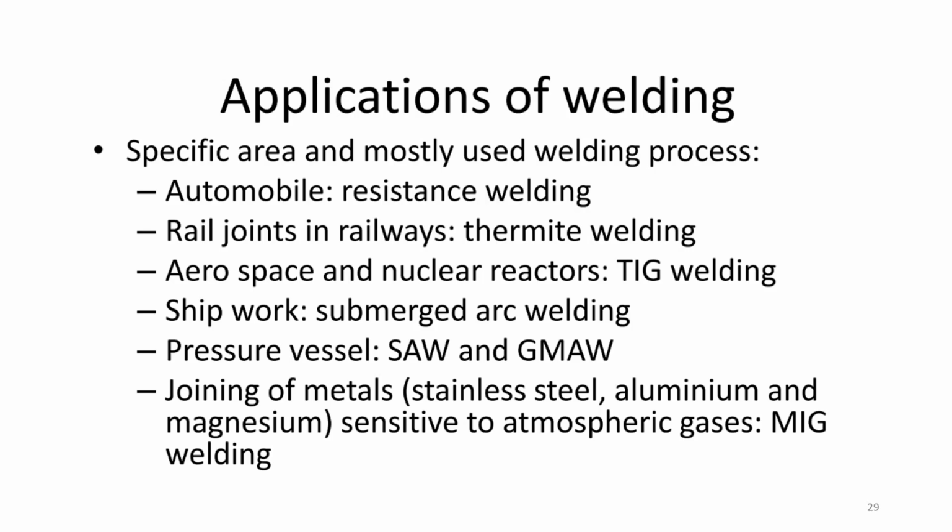So a pressure vessel can hold vacuum as well, vacuum or gases at high pressure. So any pressure other than your room pressure, your atmospheric pressure, will be called a pressure vessel. So these will be welded using SAW, which is submerged arc welding, or gas metal arc welding. And for joining of metals like stainless steel, aluminum and magnesium, which are sensitive to atmospheric gases, metal inert gas welding will be used.